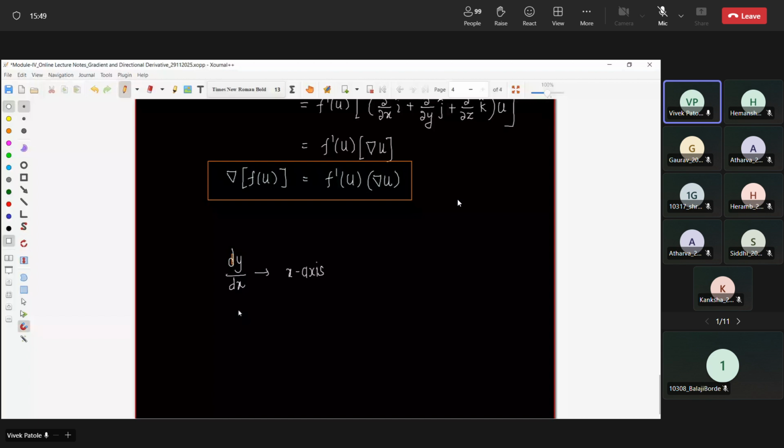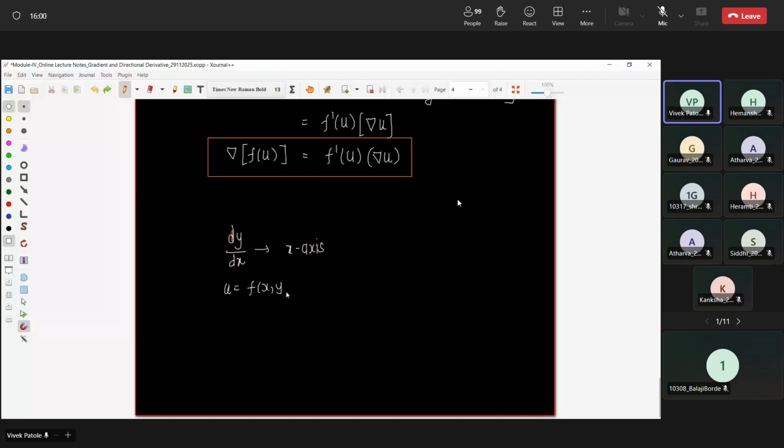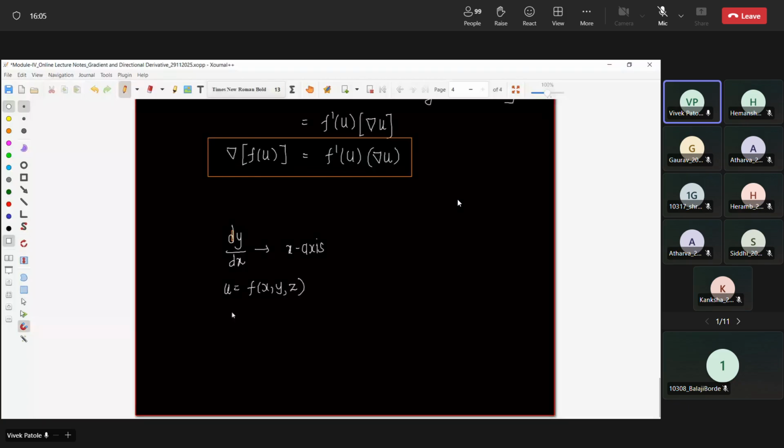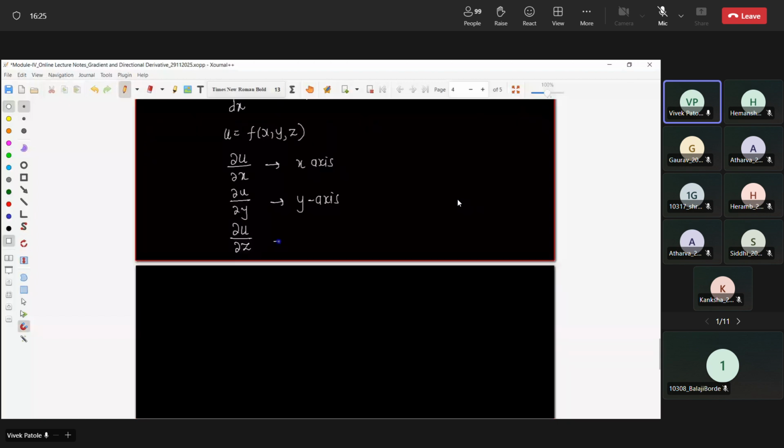When our function is a function of more than one variable, let's say u equal to f of x, y, or f of x, y, z if I consider, then what we do, we evaluate the partial derivative of u with respect to x. So it will be in the direction of the x-axis. Then ∂u/∂y will be in the direction of the y-axis. Then ∂u/∂z will be in the direction of the z-axis, right? So along these axes only we are evaluating.